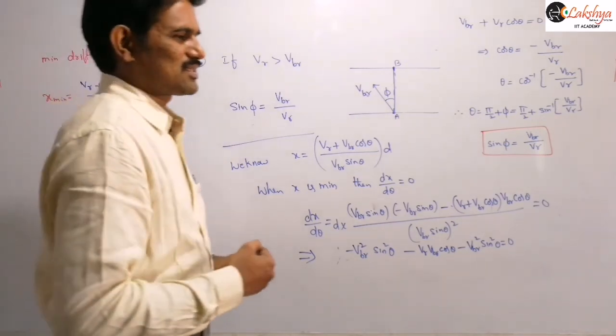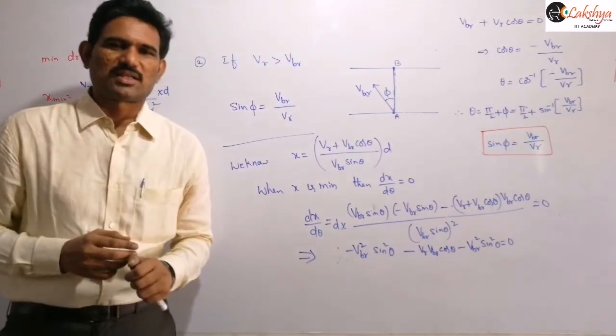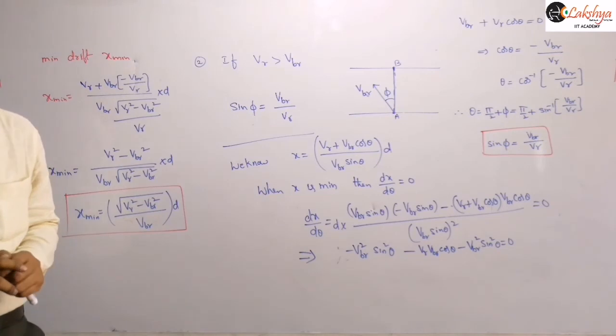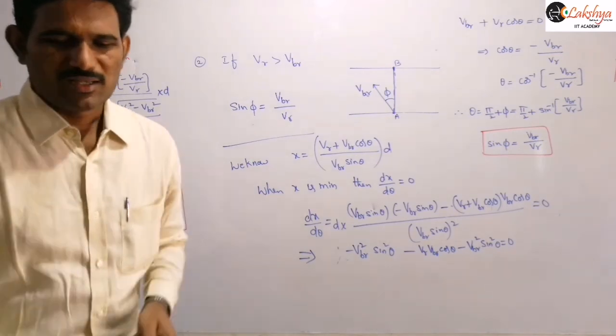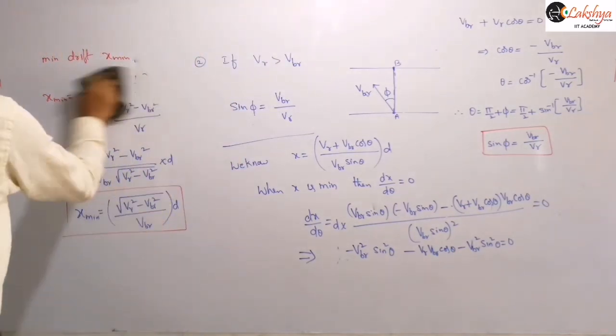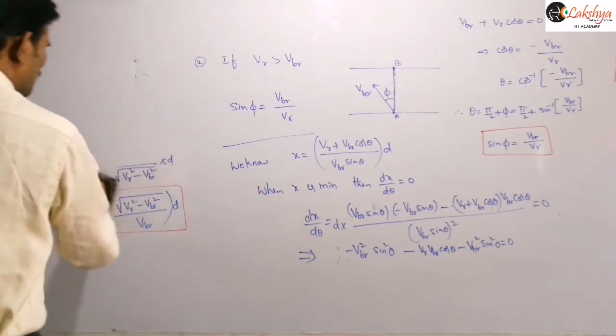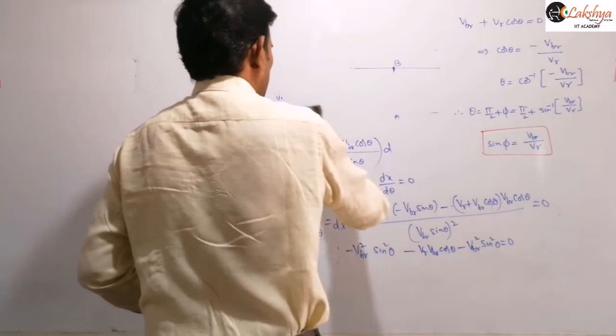Whenever they ask for minimum drift, you need to check whether VR is greater than VBR or VBR is greater than VR. Based on that, you need to select the cases. And here other cases will also be there. Sometimes we call them down the stream and up the stream. Let us see the expressions for those also. With that we will close today, and tomorrow we will solve the problems based on this.